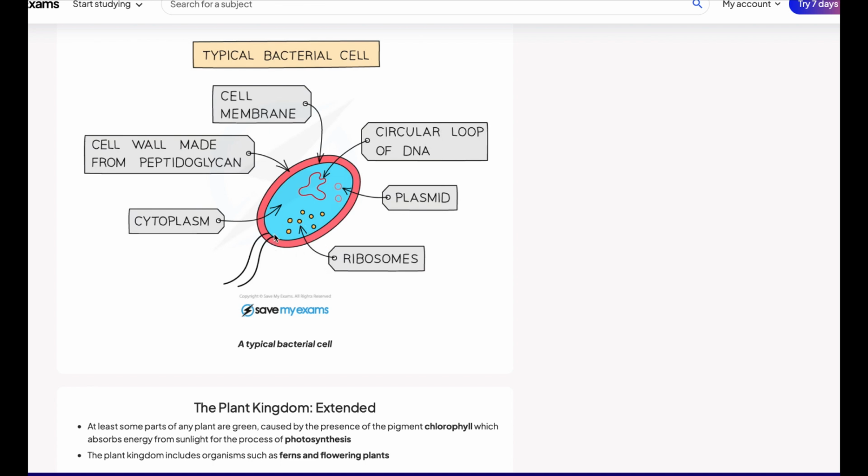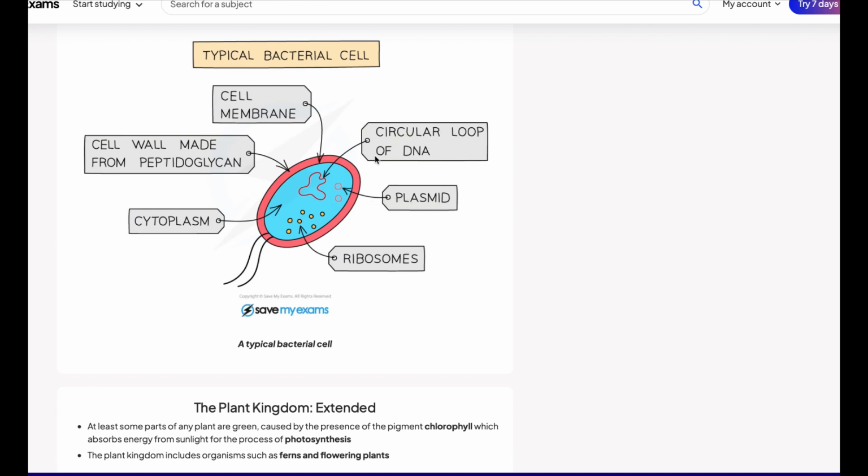A bacterial cell has this flagellum for swimming. It has a ribosome. It has a plasmid. And this plasmid is what makes bacteria able to be used for biotechnology or for genetic engineering. If you see a plasmid in an exam paper, this plasmid enables it to be used for genetic engineering. The bacteria, the yeast, all of these things have plasmids, and that makes them able to be used for genetic engineering.